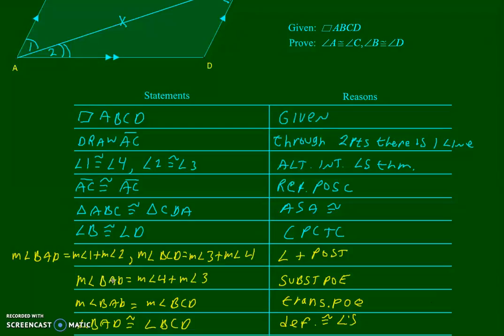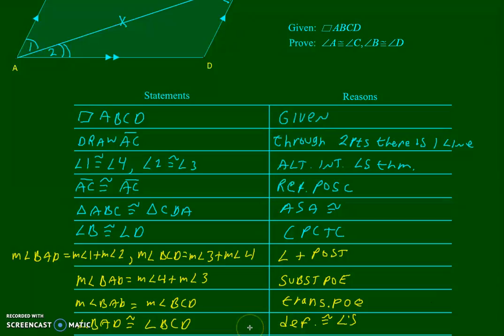Yes, that's come back. It's never going away. These are the properties we've used throughout the entire year. We're going to have to continue to use them, so it's important to keep these things in mind. So measure of angle BAD is equal to measure BCD by the transitive property of equality. And then we switch from equality to congruence by the definition of congruent angles.